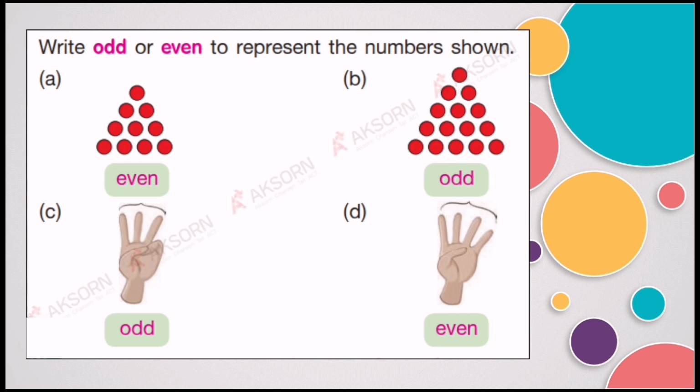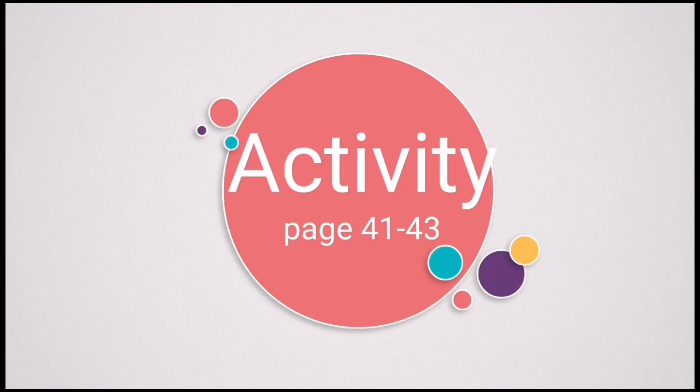Good job, kids. I have an activity for you. You're going to answer your book on page 41 to page 43. And I want you to memorize the even numbers, which are 0, 2, 4, 6, and 8. And then for the odd numbers, they are 1, 3, 5, 7, and 9. I want you to memorize the even numbers and the odd numbers. Okay?